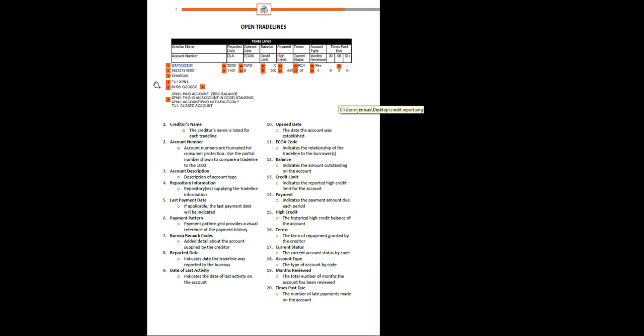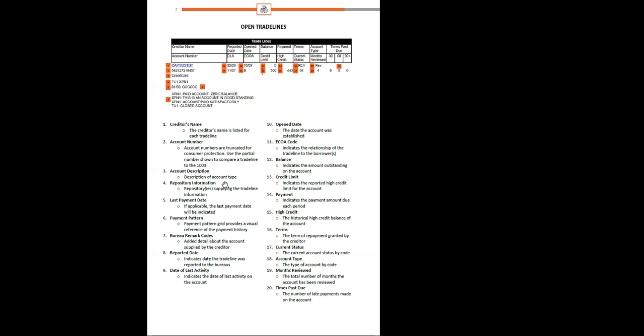On this first one, you'll see it's number 1, and it says Capital One Best Buy. That's the creditor's name, and it's usually listed for each trade line. Then item number 2 is the account number. And this right here is the account number that we go off of.